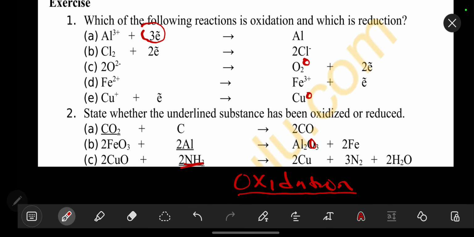In the next video, there will be practice problems involving identifying redox, identifying the reducing agent and the oxidizing agent, and also calculations on redox reactions. See you in the next tutorial.